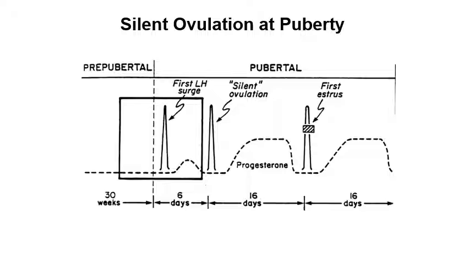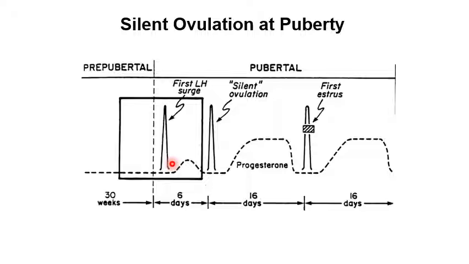This slide shows the silent ovulation at puberty. So this is the prepubertal phase. We have here the broken line that represents the onset of puberty, and this is the pubertal phase. As you can see in the diagram, there are three LH surges, and of course the very first LH surge is not associated with estrus behavior. An example of an estrus behavior is standing, where the female is standing to be mounted, or standing heat.